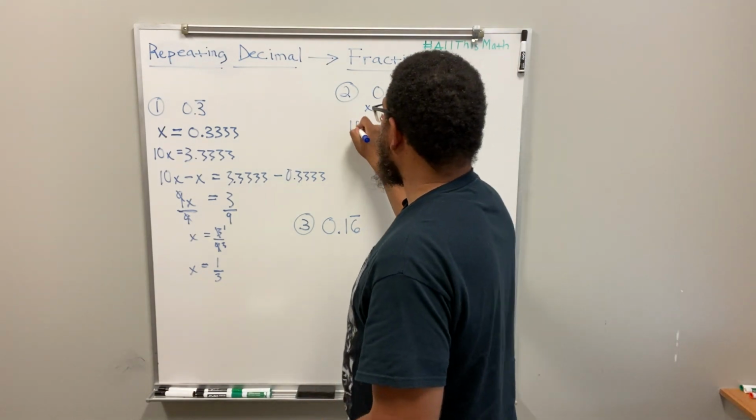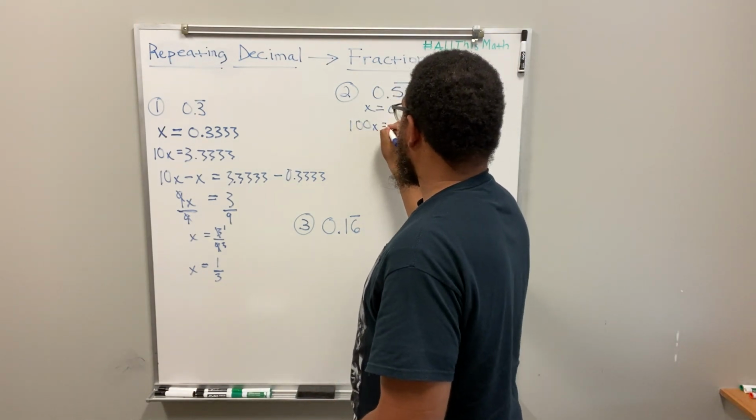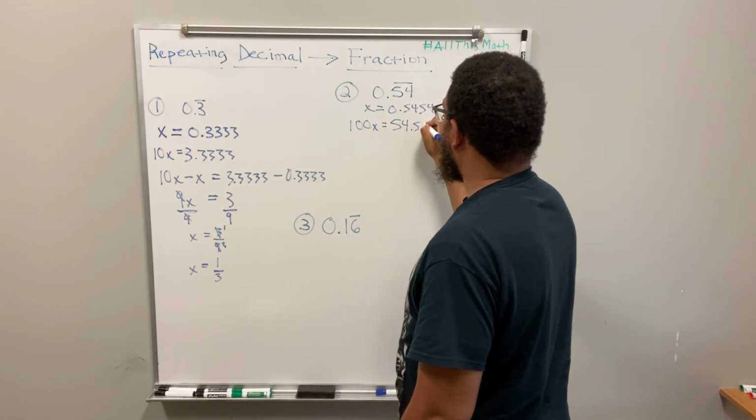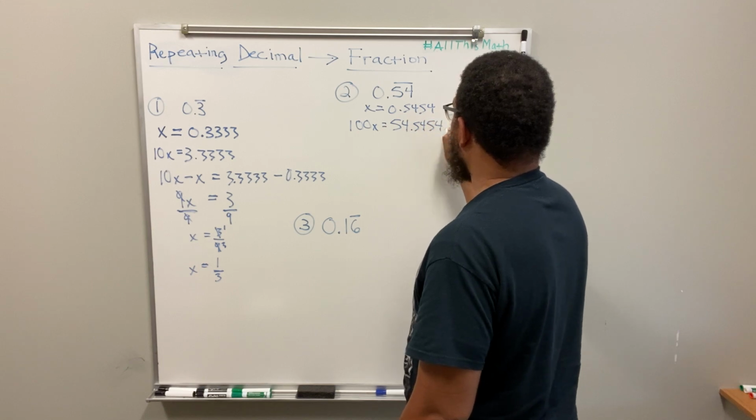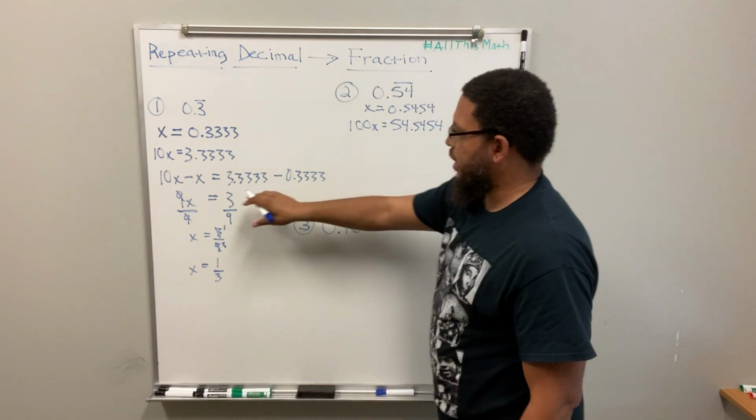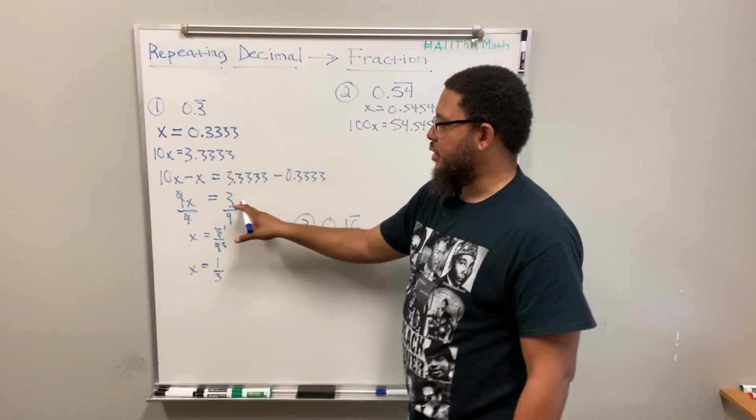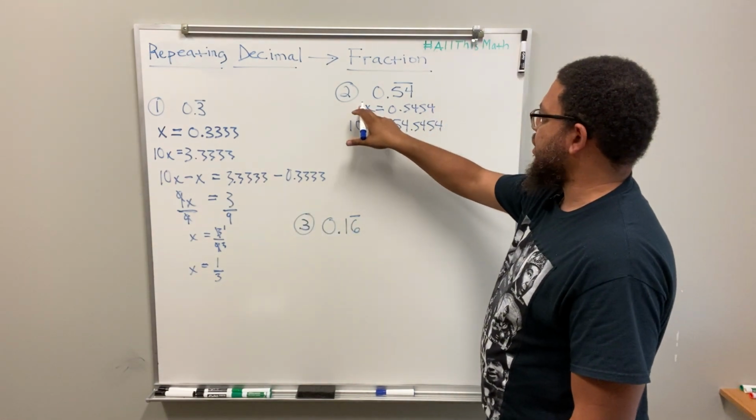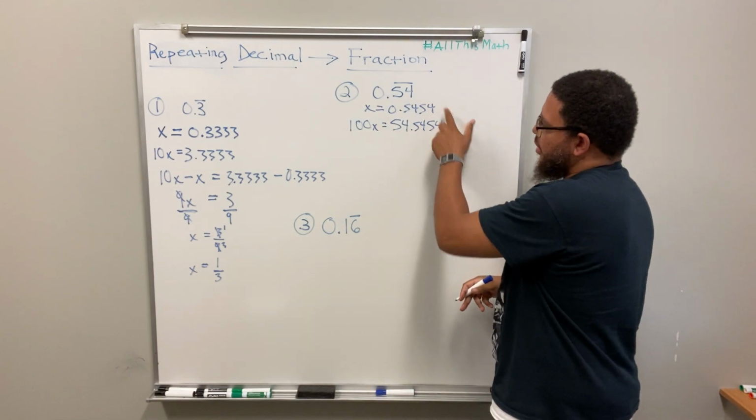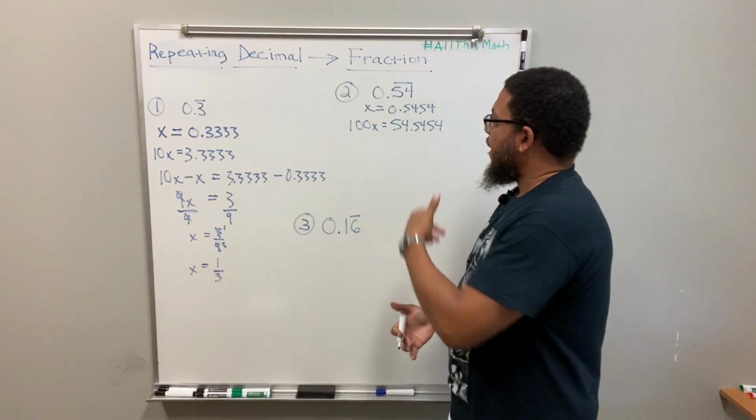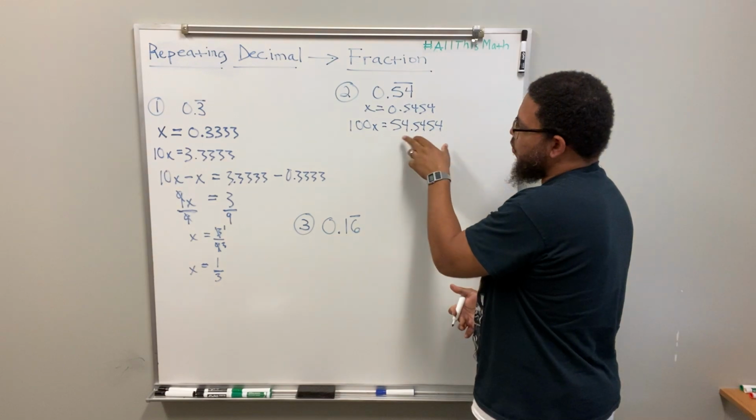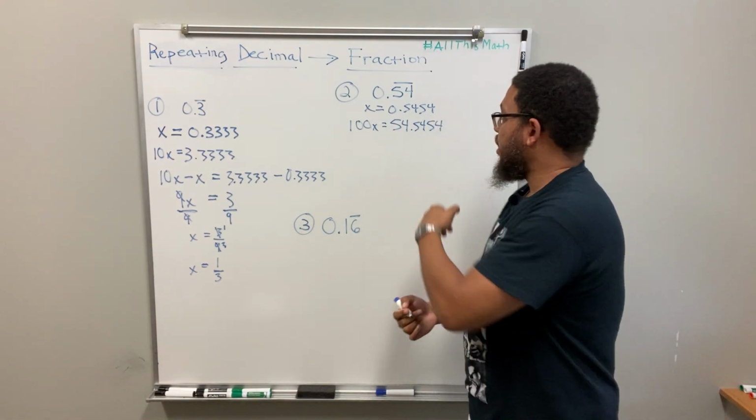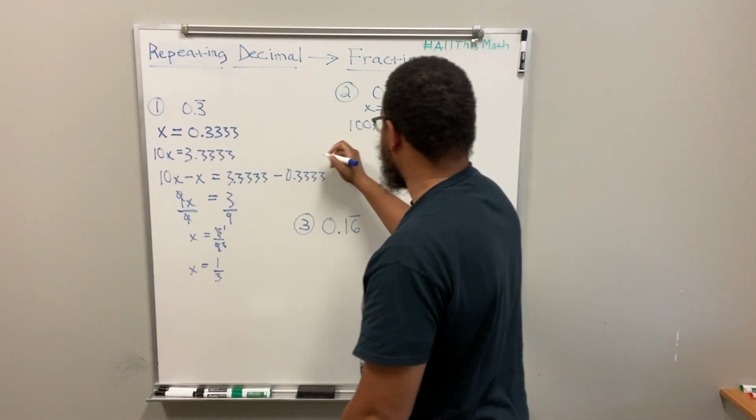So then we do 100x, and that's going to be 54.5454, right? And again, remember on the right side of this equation, my goal is to end up with a whole number. So because I'm going to do 100x minus x, I'm going to do this number minus that number. I'm going to end up with a whole number. If I did 10x, then I wouldn't have ended up with a whole number, once I do the subtraction. So let's set up the equation.